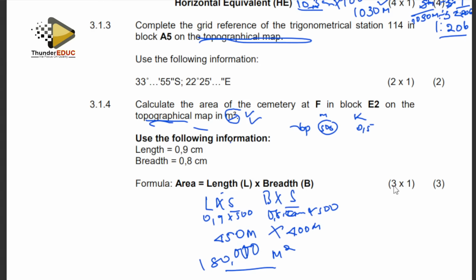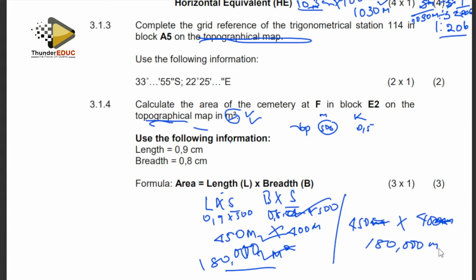Please understand, it is 3 times 1. So the conversion is a mark, and here is a mark, and here is a mark. Please understand, learners, if you miss putting 450 meters times 400 meters, and then if you miss this, and you miss this, and then you come and you put this 180,000 meters squared, this is going to be wrong.